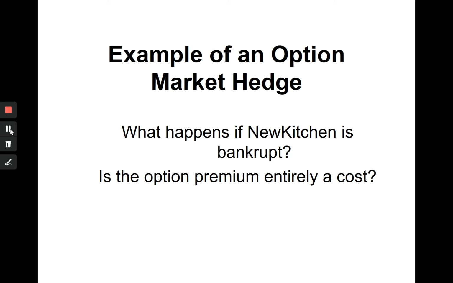A typical exam question is what happens if New Kitchen is bankrupt? In case of an option contract, you would say that we can sell our options, we don't have to exercise it, therefore, we don't have to worry about transaction exposure showing its ugly head. We wouldn't be exposed to this risk again. And if the exam question is, is the option premium entirely a cost? You say in case of bankruptcy, no, we recoup this.